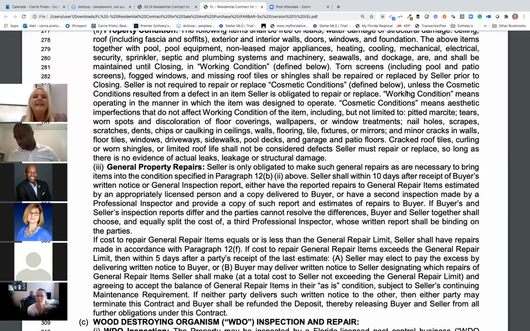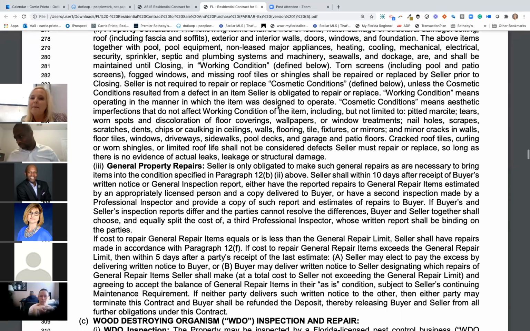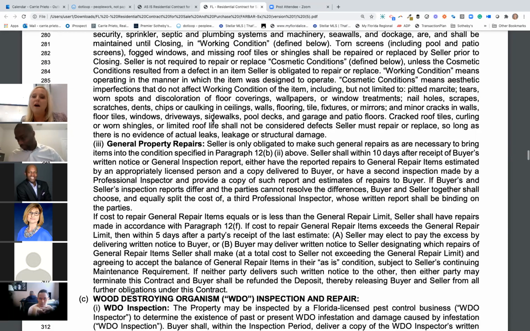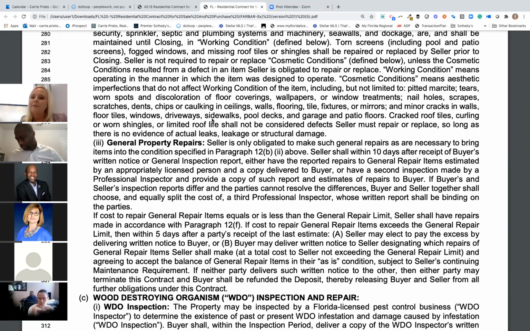Yeah, so working condition means that the thing must be operating in the manner in which the item was designed to operate. Cosmetic conditions means aesthetic imperfections that do not affect the working condition. Now, here's the best part. Here are some of the things, but not limited to: pitted marcite, tears, worn spots, and discoloration of floor coverings, wallpapers, window treatments.